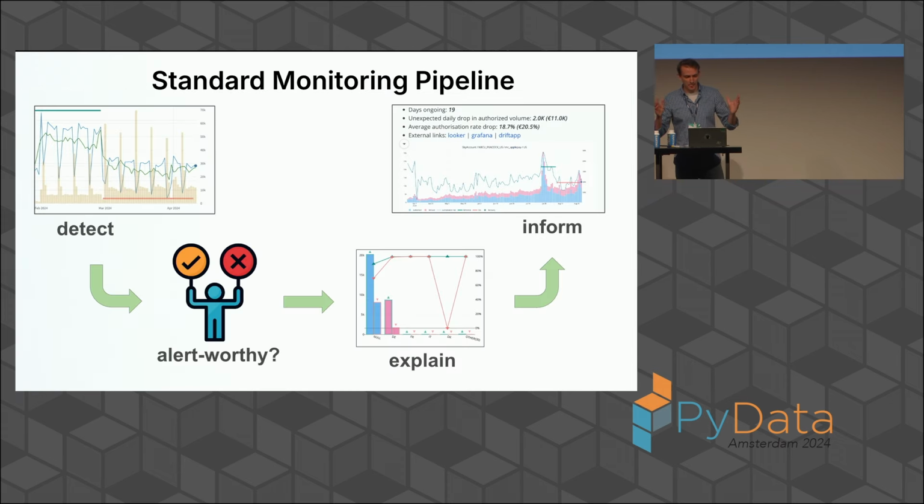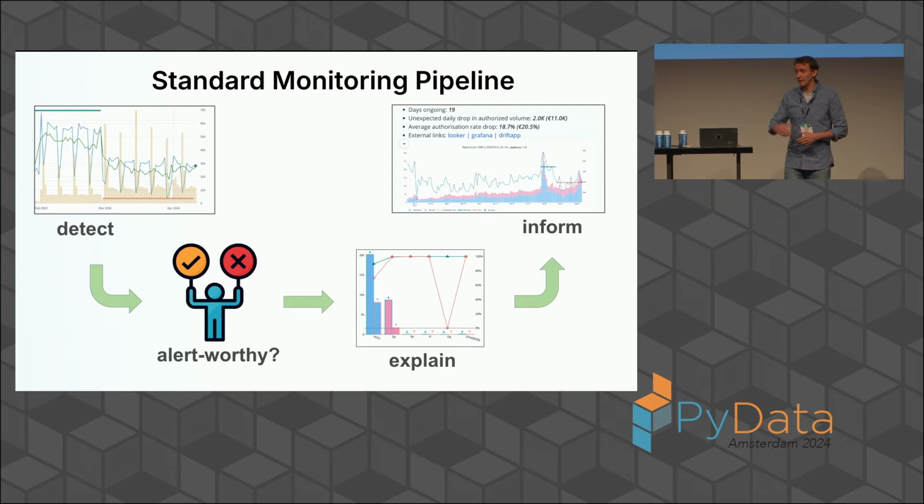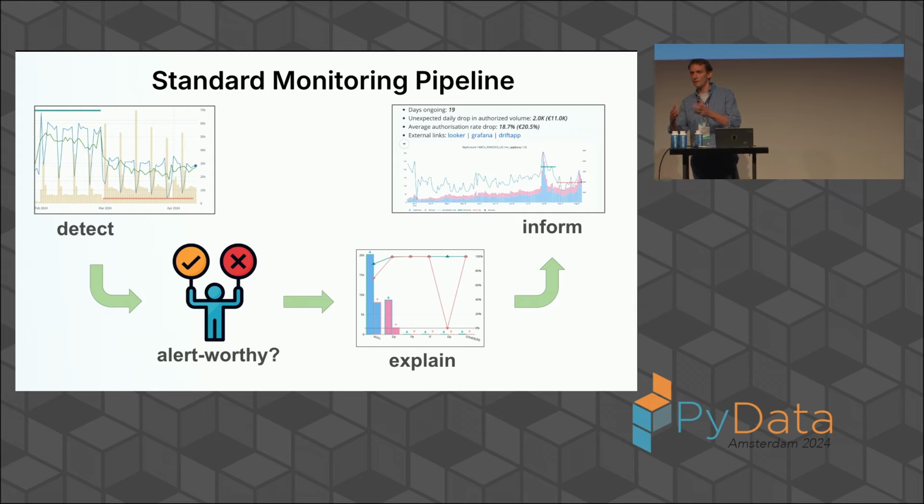Our team's monitoring pipeline is just a standard pipeline like you see probably in any other company. You start with the time series, you run a detection algorithm, and you assess whether it's alert-worthy. If so, you enrich it with explainability. It can be extra dashboards, extra explanation. You try to figure out the problem automatically for the customer, for the merchant analyst, for example. Finally, you send it to the interested person, potentially the actual merchant.